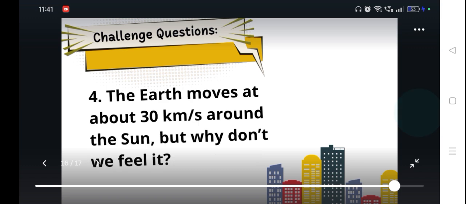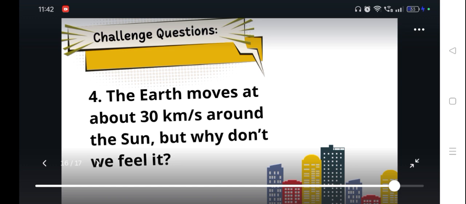And lastly, the Earth moves about 30 kilometers per second around the Sun. Mind you, it's not 30 meters per second, but 30 kilometers per second around the Sun. If you're going to ask me, yes, that is extremely fast. It's around 30,000 meters per second. Okay, that's how fast it is.